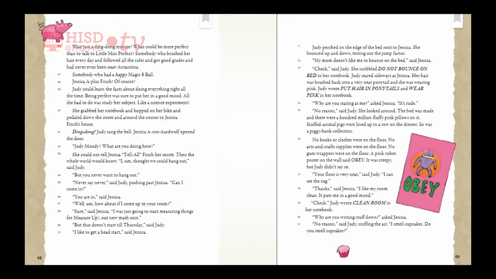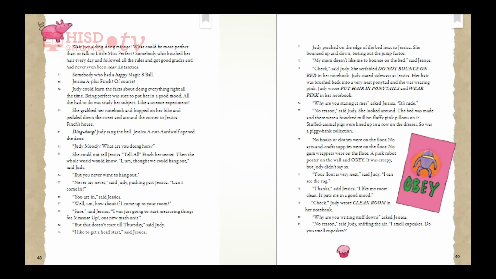She looked around. The bed was made and there were a hundred million fluffy pink pillows on it. Stuffed animal pigs were lined up in a row on the dresser, so it was a piggy bank collection. No books or clothes were on the floor. No arts and crafts supplies were on the floor. No gum wrappers were on the floor. A pink robot poster on the wall said, "Obey." It was creepy, but Judy didn't say so.